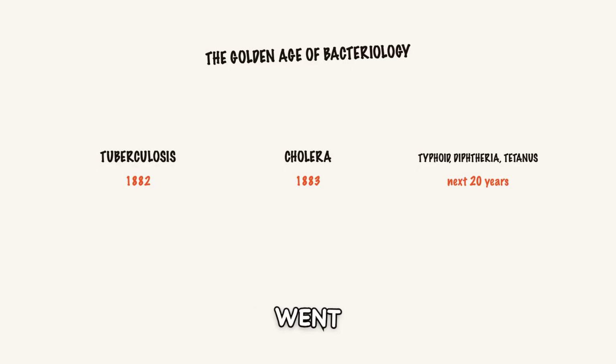He and his students went on to identify the specific germs behind typhoid, diphtheria, and tetanus within the following 2 decades, in what historians call the Golden Age of bacteriology, a period of rapid, cascading discovery as scientists across Europe raced to identify one deadly germ after another. This mattered enormously in practice.